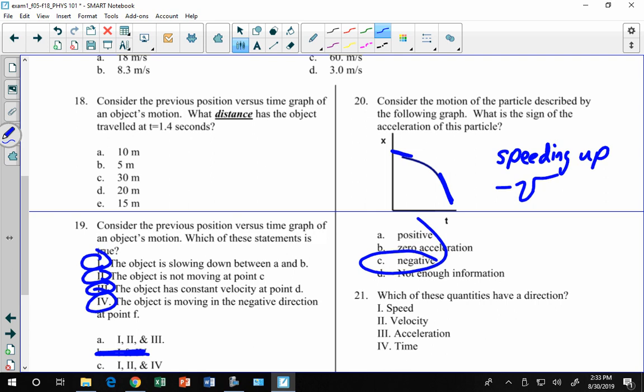Can you draw the v versus t graph for this scenario? Let's try it. This could be a free response too. Can we draw the v versus t graph for this? Well, is the velocity initially positive or negative? Negative. Initially negative.